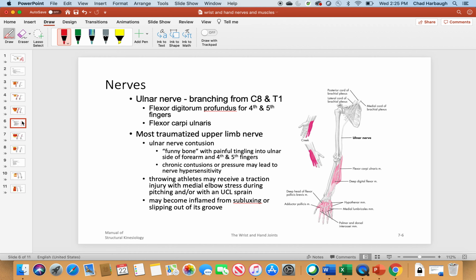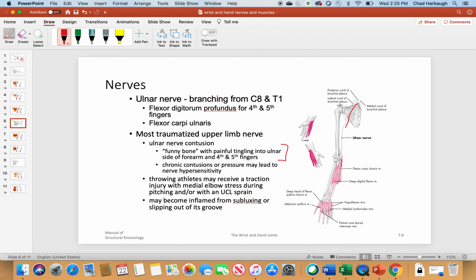So the next muscles that we'll be looking at are associated with the ulnar nerve. Again, it's from the C8 to T1 anterior rami. It is part of the anterior division, and then as we go down, it's going to have motor control of the flexor digitorum profundus of the fourth and fifth fingers and the flexor carpi ulnaris. This nerve is also called the funny bone.